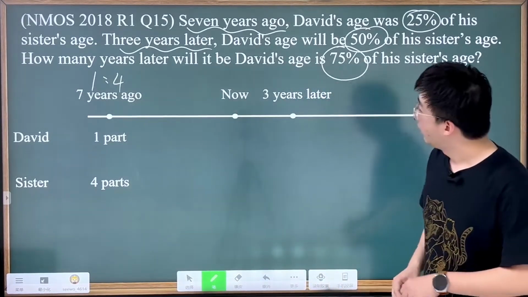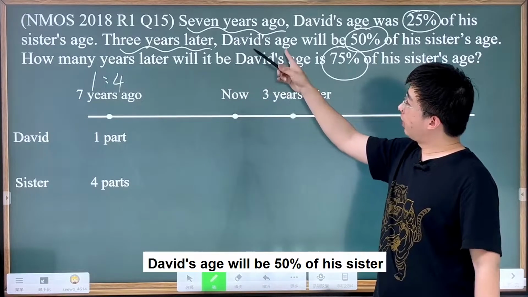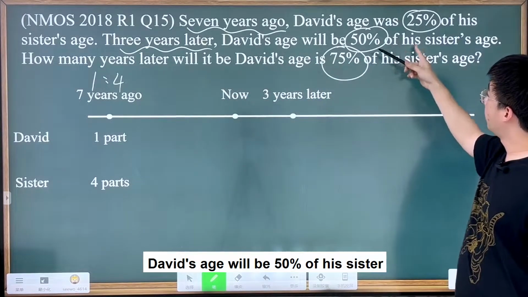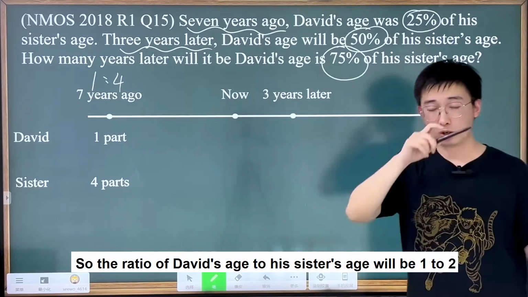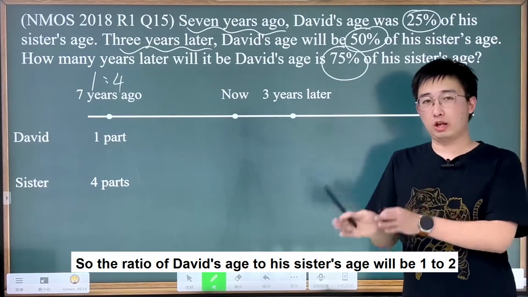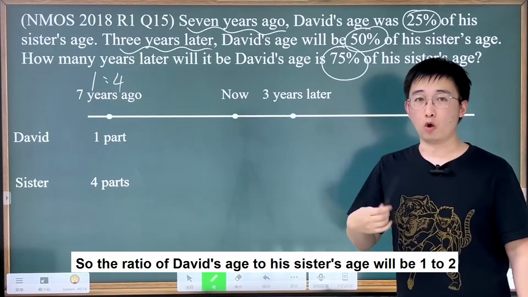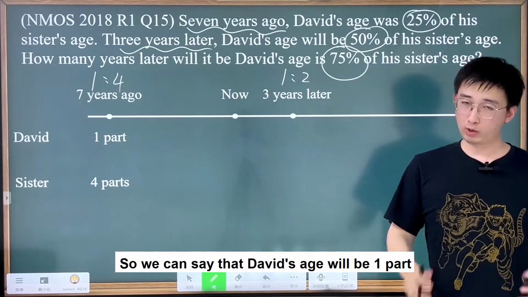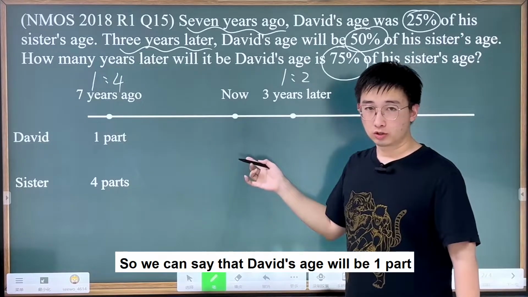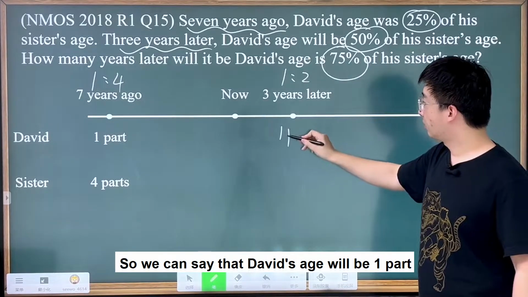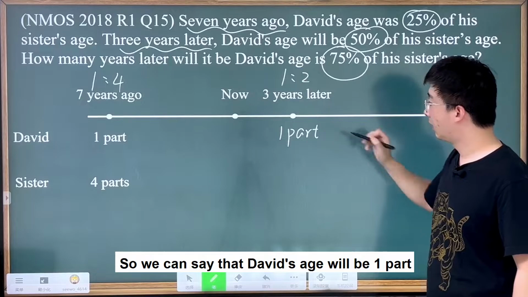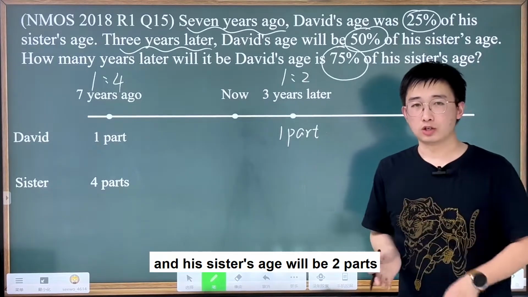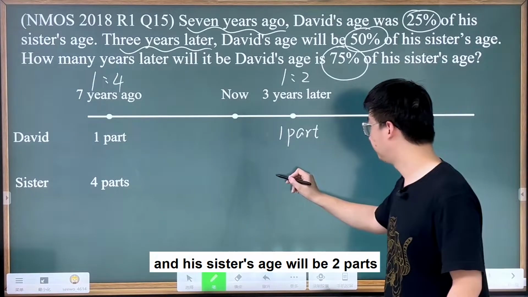Okay. 3 years later, David's age will be 50% of his sister's age. So the ratio of David's age to his sister's age will be 1:2. So we can say David's age will be 1 part, and sister's age will be 2 parts.